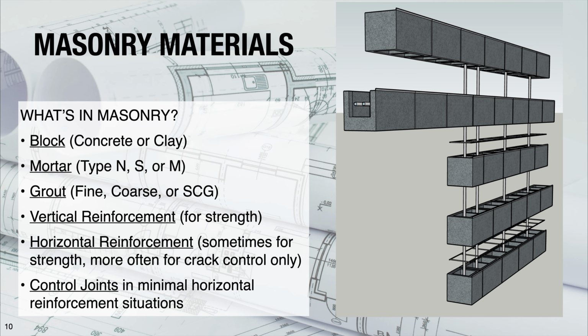We have vertical reinforcement, generally just for strength. We have horizontal reinforcement, which can be added for a wall for strength purposes, but also very often it's going to be really in the walls mainly for crack control purposes. And then, depending on the amount of horizontal reinforcement, we have to look at where control joints would need to be located for our designs.